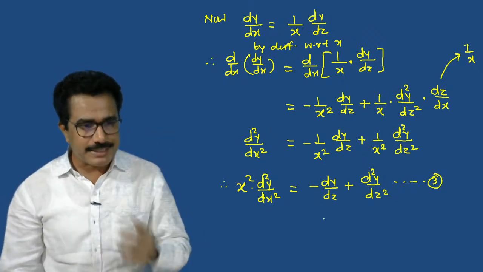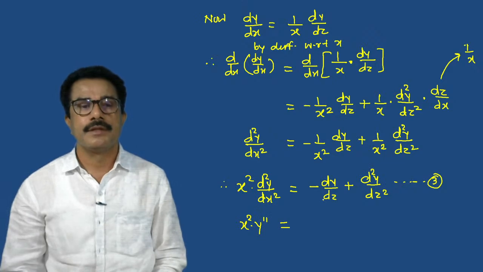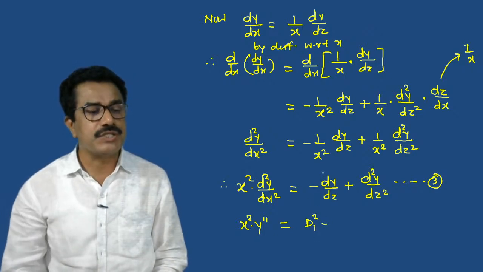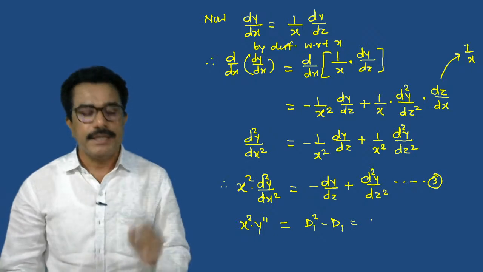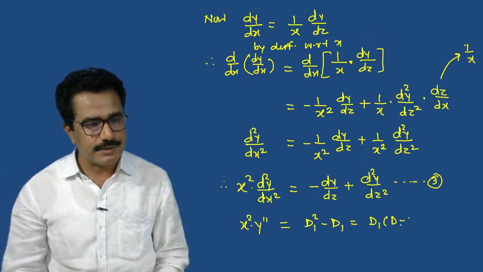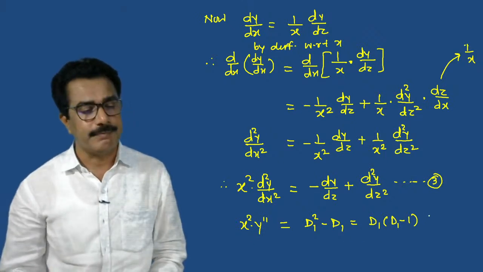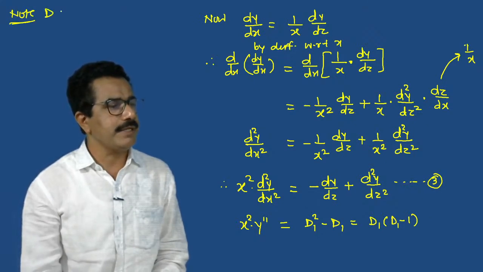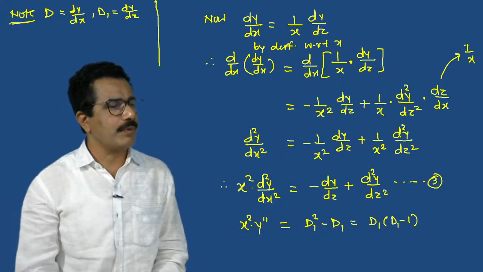Now this can also be written in short, so that you know: x square into y double dash can be written as, see this, d2y by dz square means d1 square, minus dy by dz means d1. So it can be written as d1 into d1 minus 1. We can continue writing in this way, where, note that, d means d by dx, dy by dx, and d1 means dy by dz. Now I will write this in the notes for you.